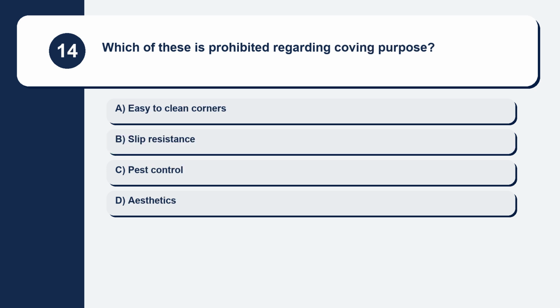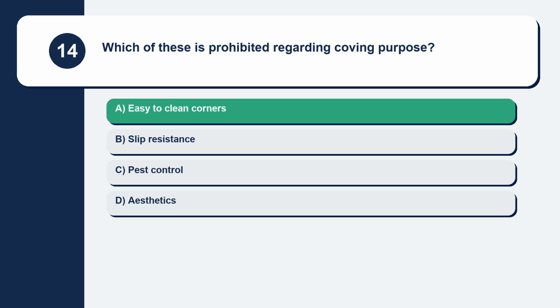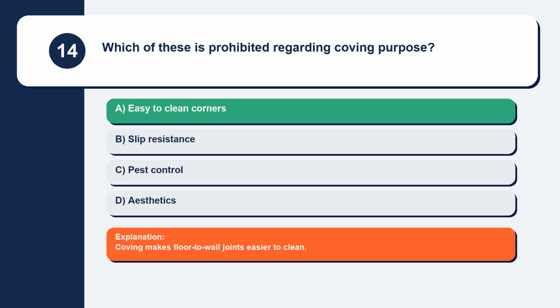Question 14. Which of these is prohibited regarding the purpose of coving? Easy to clean corners, slip resistance, pest control, aesthetics. Coving makes floor-to-wall joints easier to clean.